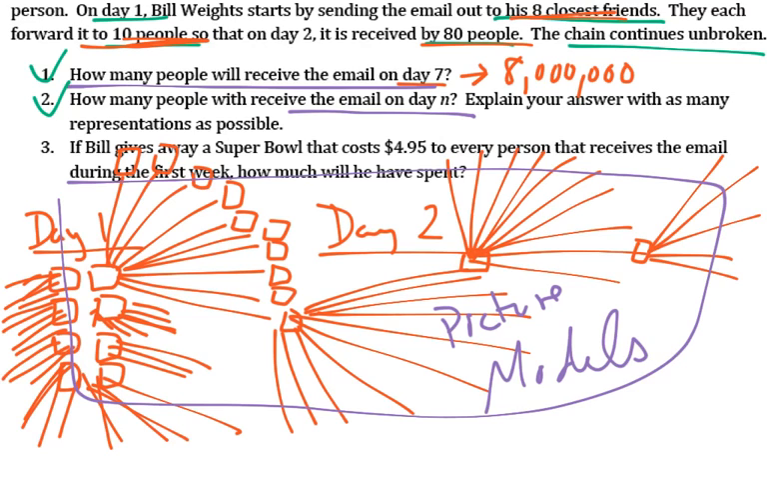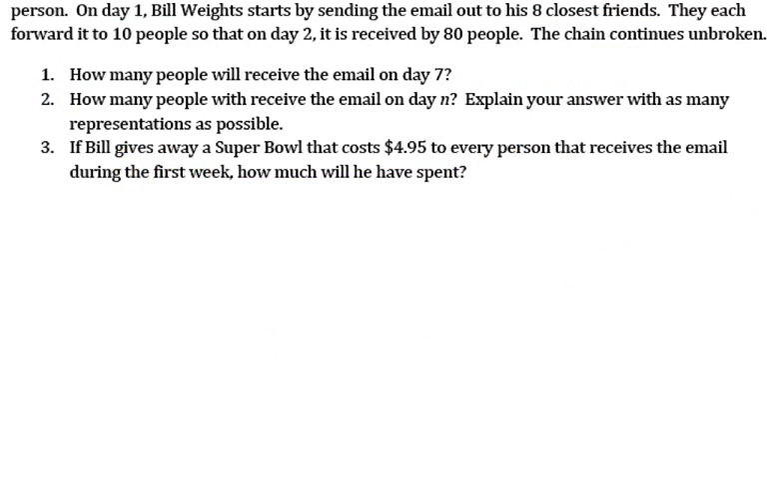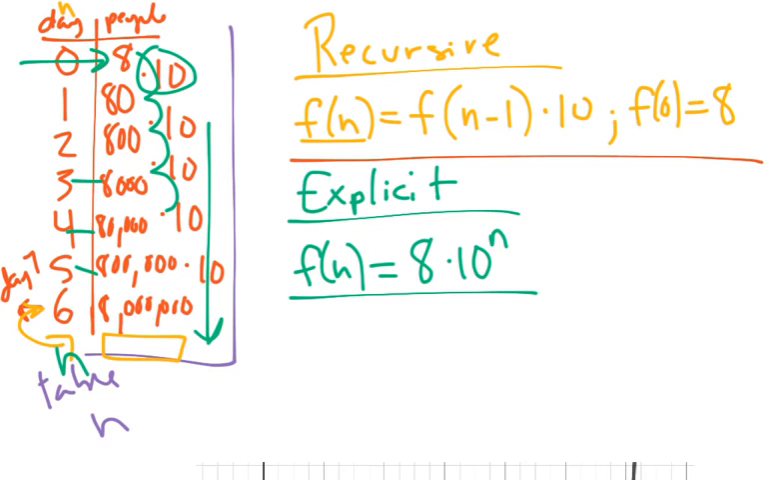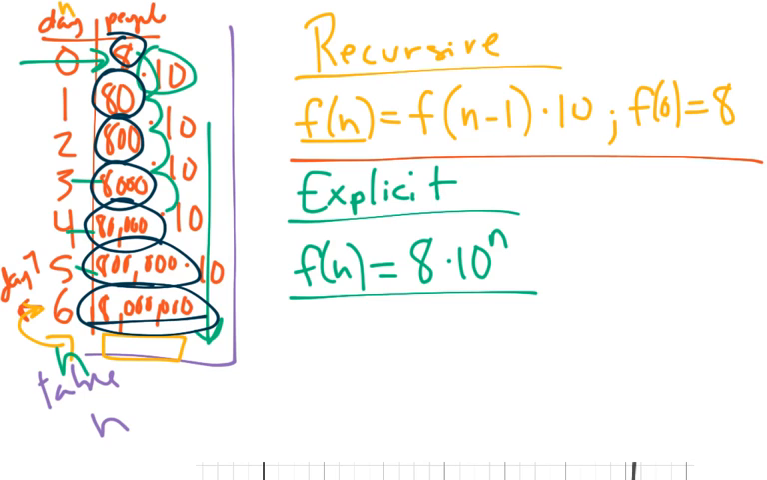So we did question 1, we did question 2, so now here's our next question. So if Bill gives away a Super Bowl that costs $4.95 to every person that receives the email during the first week, how much will he have spent? Okay, well, if we look at this, now there's kind of 2 ways to think through this. And really what these numbers are the different people, right? This is how many people on this new day received the text or email. Same with these. So really, if we wanted to figure out how much it would cost for all of these, we would have to add up every single one of them, which would be pretty easy to do, right?